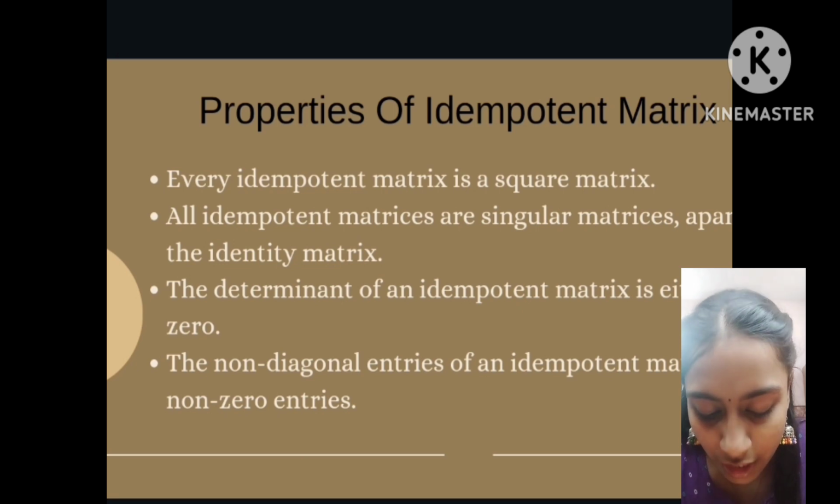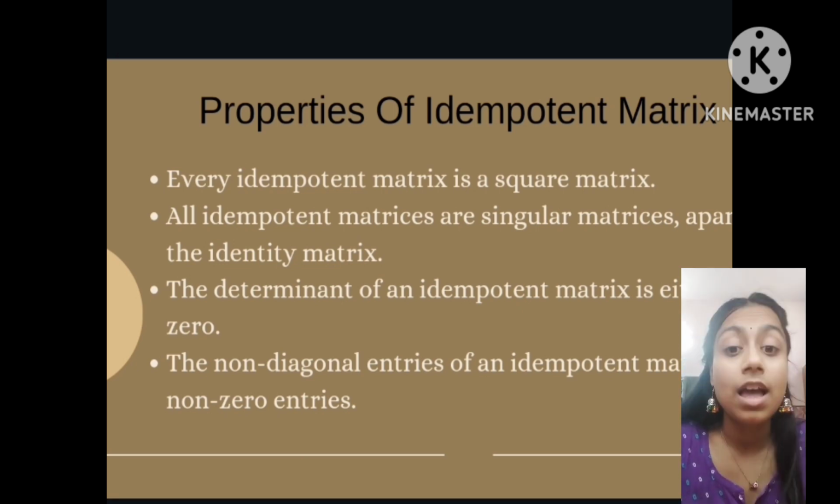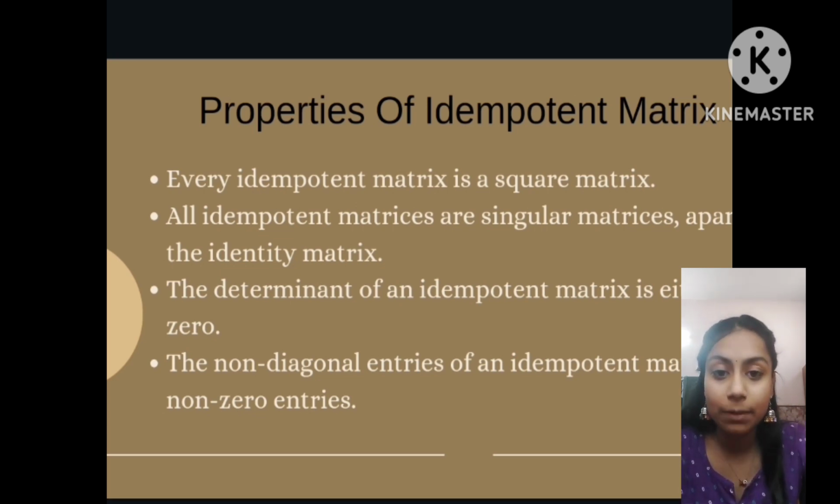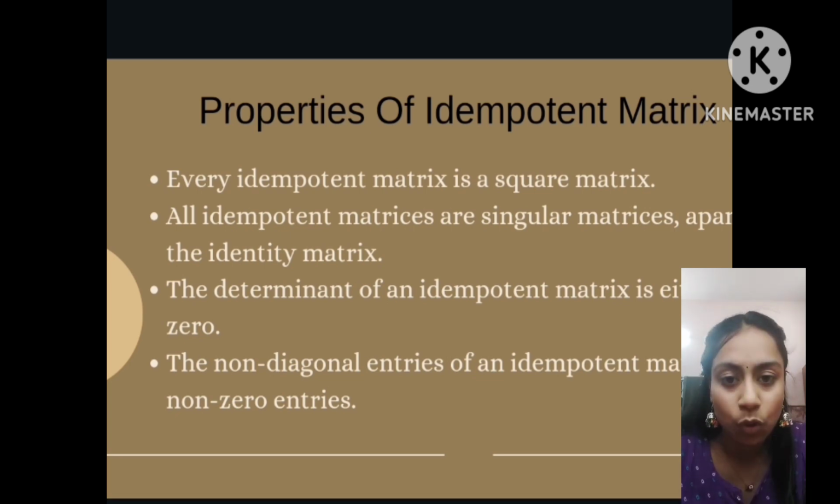The next property is, all idempotent matrices are singular matrices, means that if we take out the determinant of an idempotent matrix, it will always be 0.